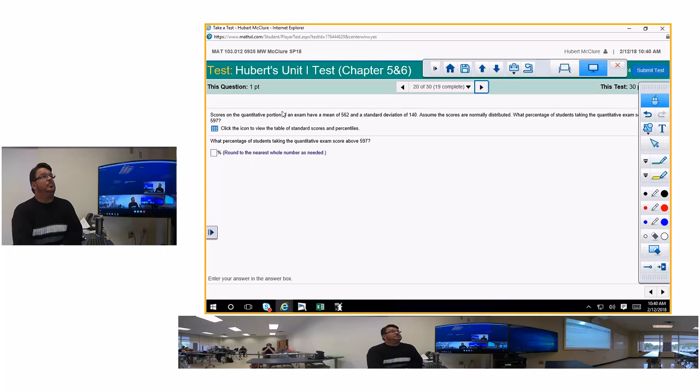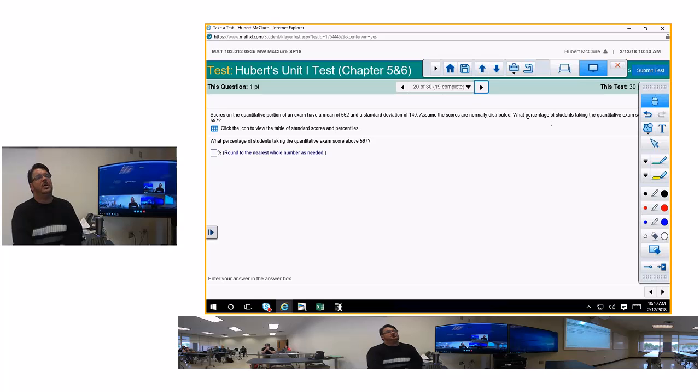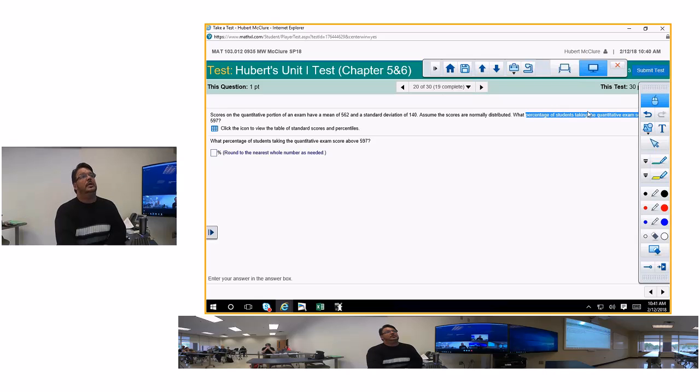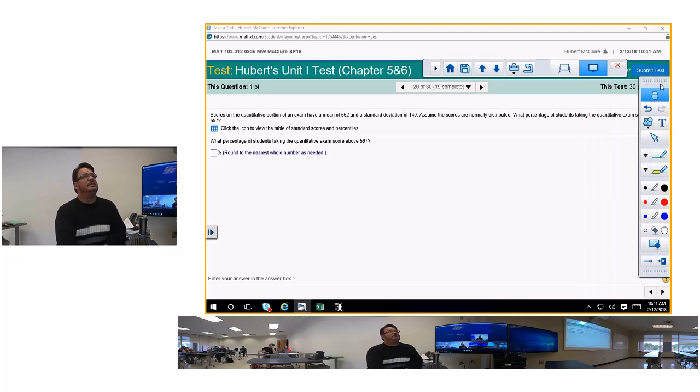Scores on a quantitative portion of an exam have a mean of 562, there you go, draw a picture. Assume the scores are normally distributed. What percentage of students, percent, that means you're trying to find the area, scored above 597? So draw a picture.